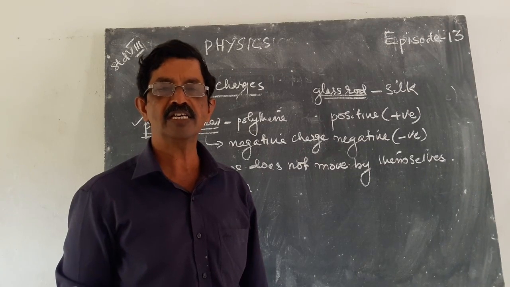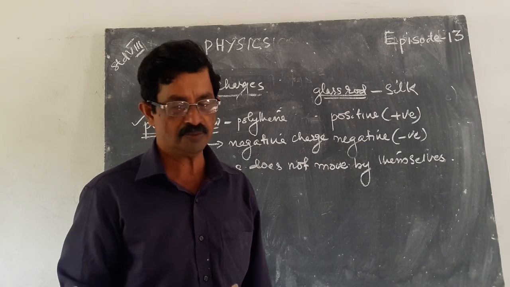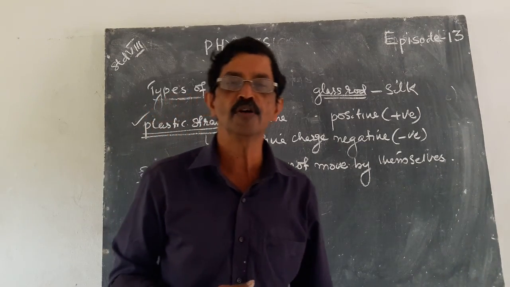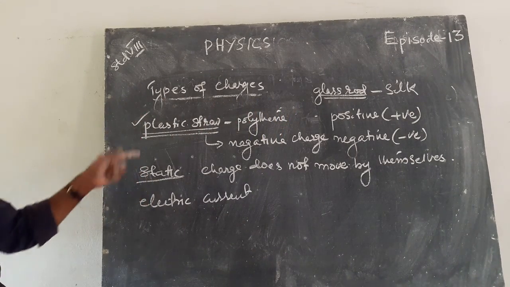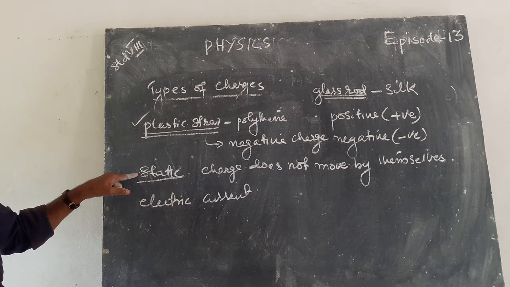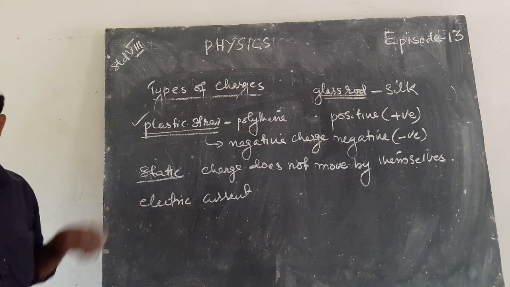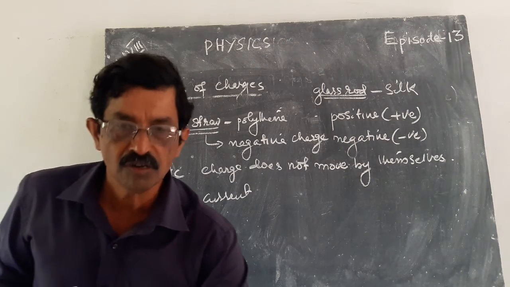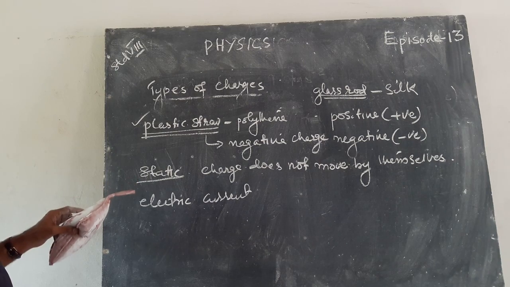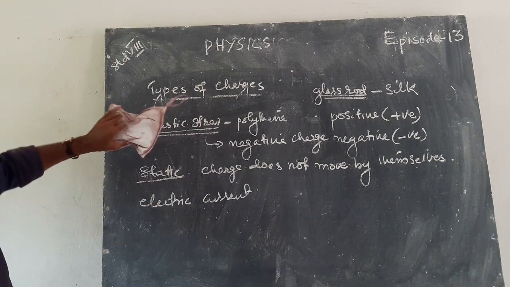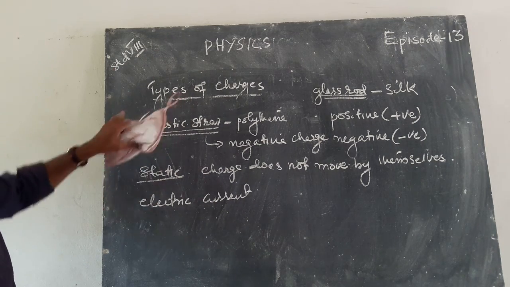That is all the things that current can produce. But the charge here produced is what type of charge? Static charge. Now we want to discuss the transfer of charges. Once again, the things we are discussing here.